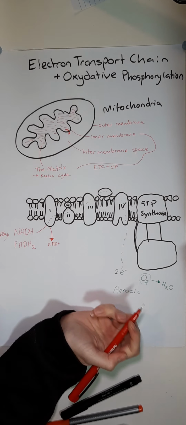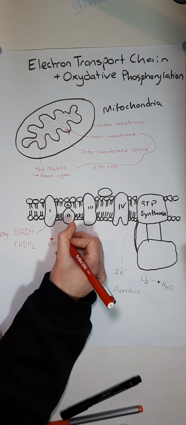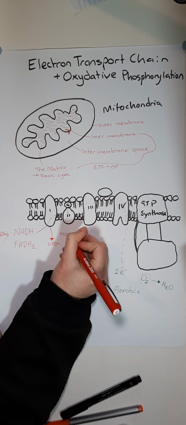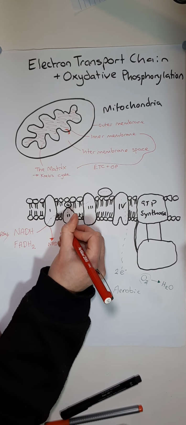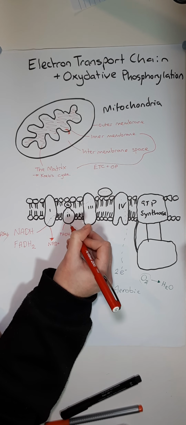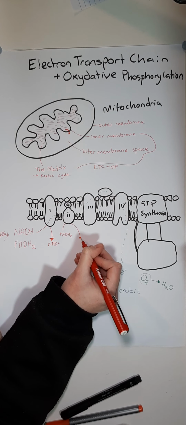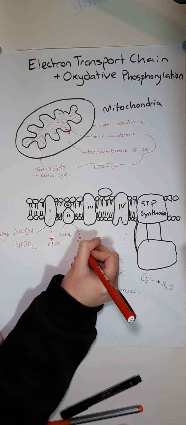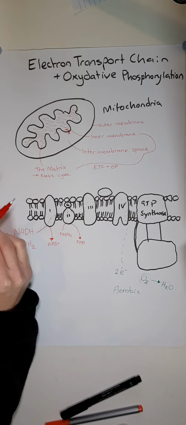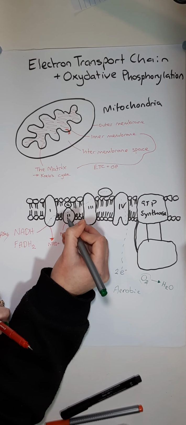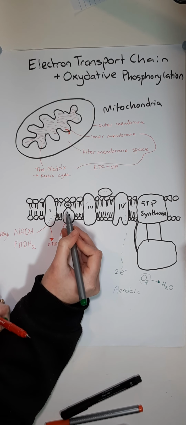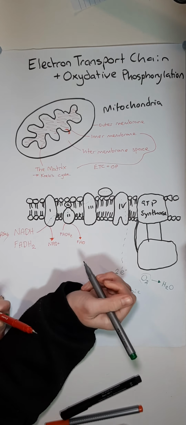I'm just going to finish off the other electrons. So we have FADH2, which jumps into number 2. It can't go into number 1, but it can go into number 2. So it goes in there, comes out as FAD, having dropped off its hydrogens and its electrons. So they go up through number 2 and follow this journey.